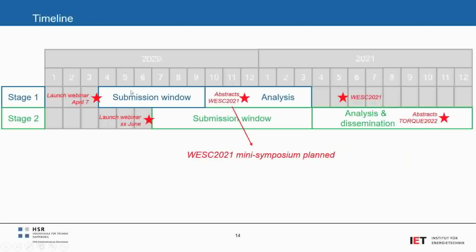The timeline is that this challenge is open until the end of September. We want to have a mini symposium at WESC 2021, and then we do some more detailed analysis. Stage 2 is probably going to be delayed slightly. So that's basically the challenge.